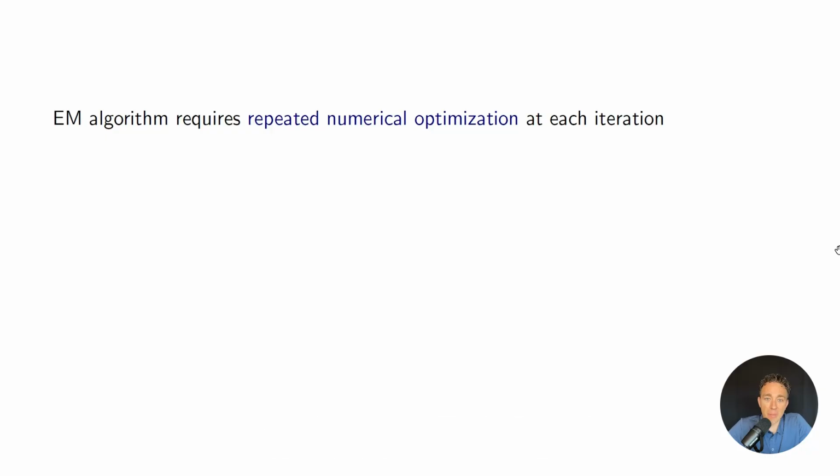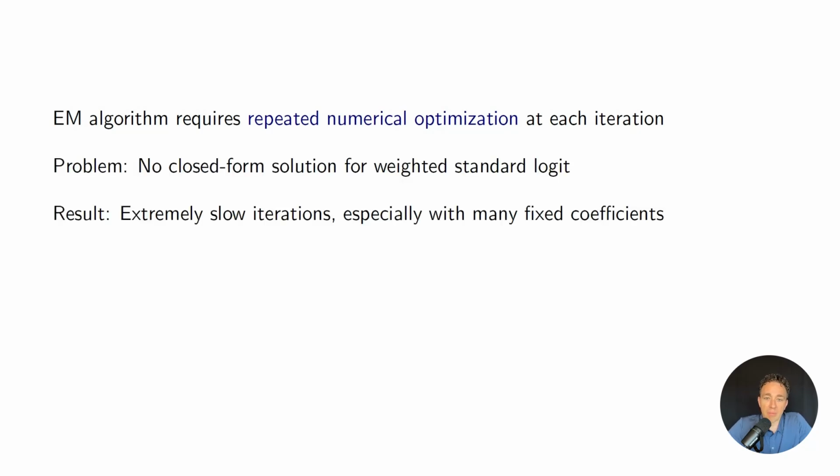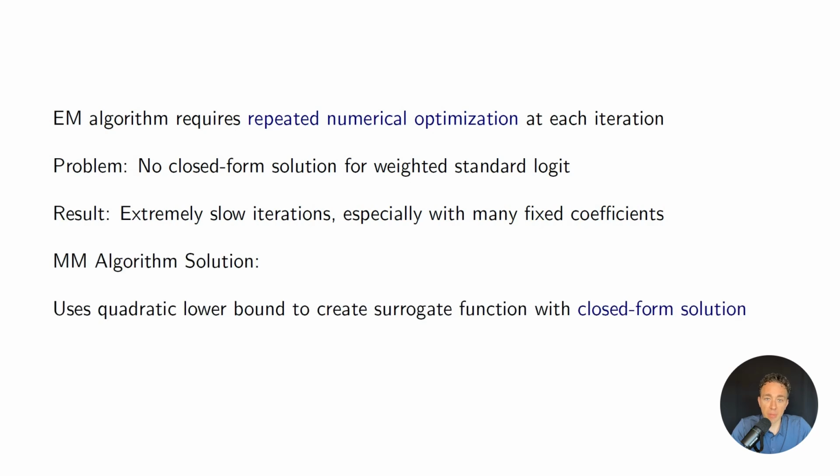As I just discussed, the EM algorithm requires repeated numerical optimization at every single iteration. The problem arises because there's no closed form solution for the weighted logit or other estimations that we might be doing at each of those stages of the M step. So if we have lots of coefficients that are not random, that are fixed, this could be exceptionally slow because we basically have to re-estimate the same model with a slight deviation and do that hundreds or thousands of times. So what the MM algorithm proposes to do is to use a quadratic lower bound on our objective function, and we're going to use this lower bound to create what's called a surrogate function that does have a closed form solution.